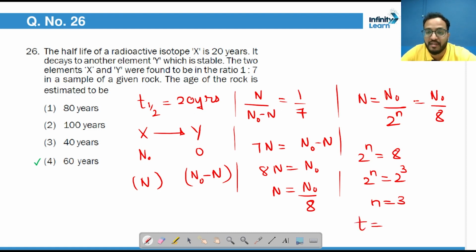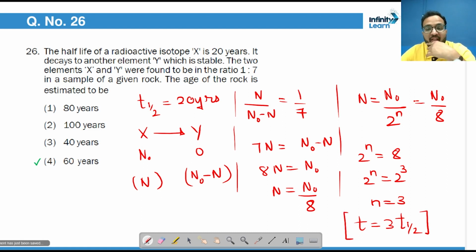That means total time is 3 half-lives. Now 1 half-life is 20 years, so 3 half-lives means 60 years. Do you understand? So this is the overall estimated age of the rock, 60 years. Do you understand this? Clear?